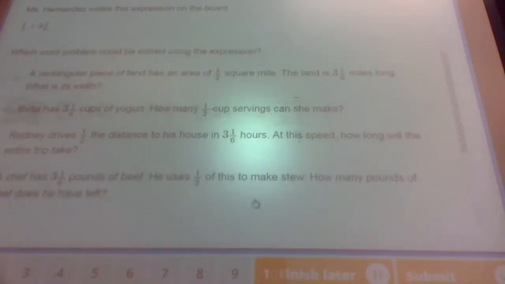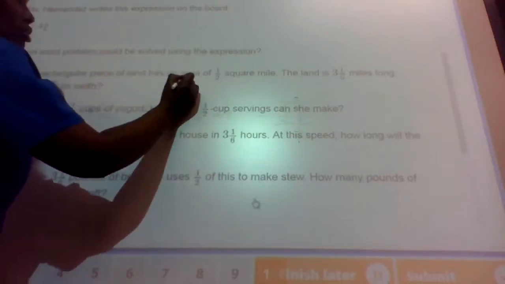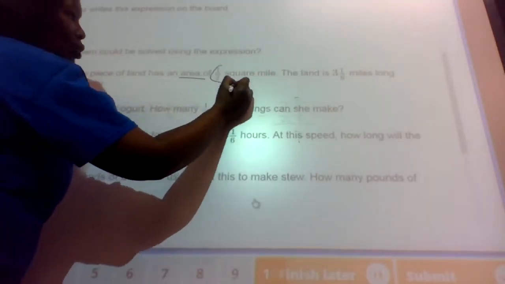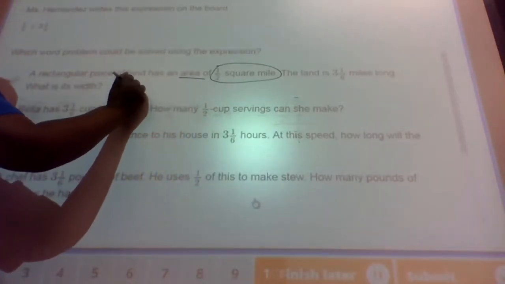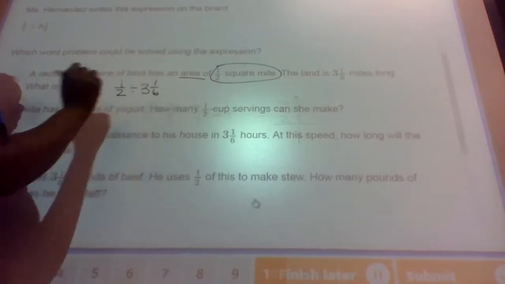Okay. It says a rectangular piece of land has an area of 1/2 square mile. The land is 3 1/6 miles long. What's the width? All right. So if you get a total and a part, can't you divide that to get the other part? Right? Because the total is what? Well, area, 1/2 square mile. So that's your total. That's the area. So 1/2 divided by the other part, which is 3 1/6.